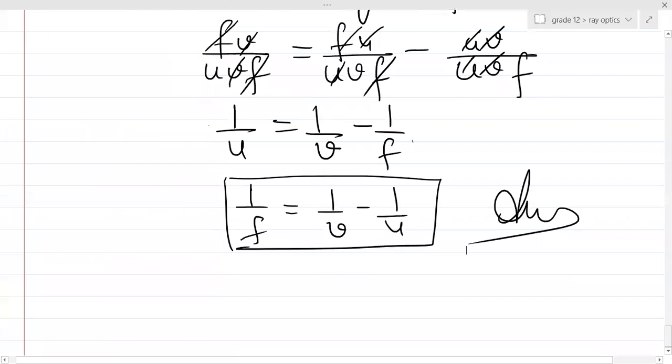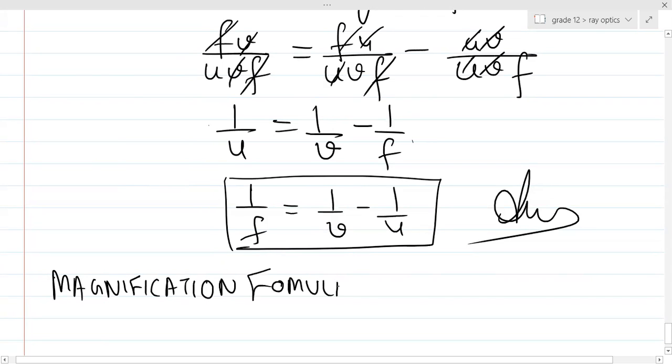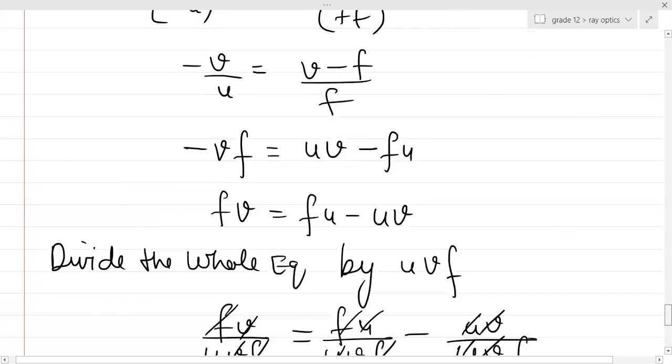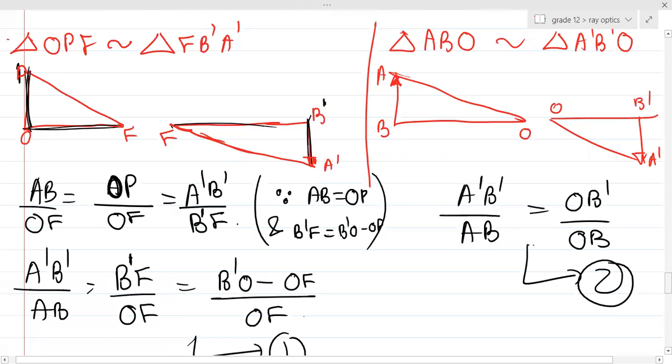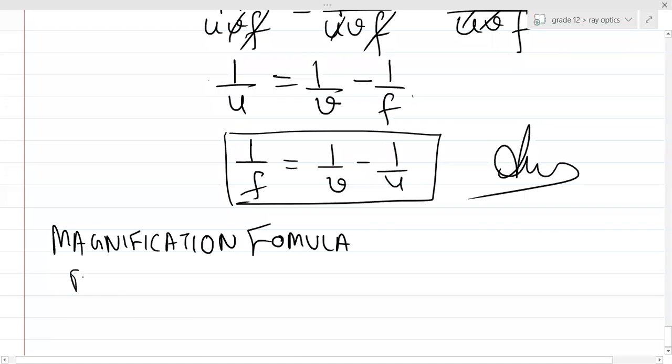So anyways, this was the derivation for the lens formula, and from here we can derive the magnification as well. See, the magnification formula is easy. Do you remember this? For lens.